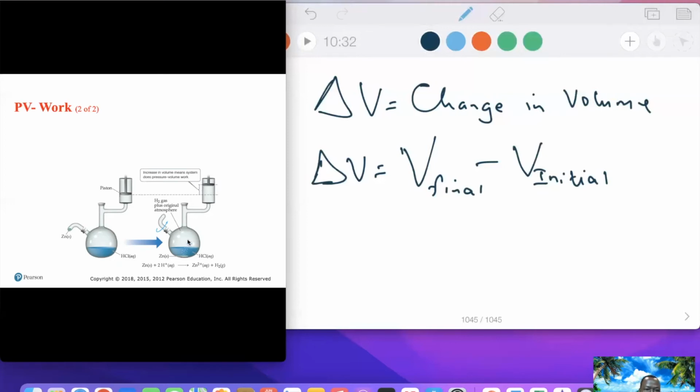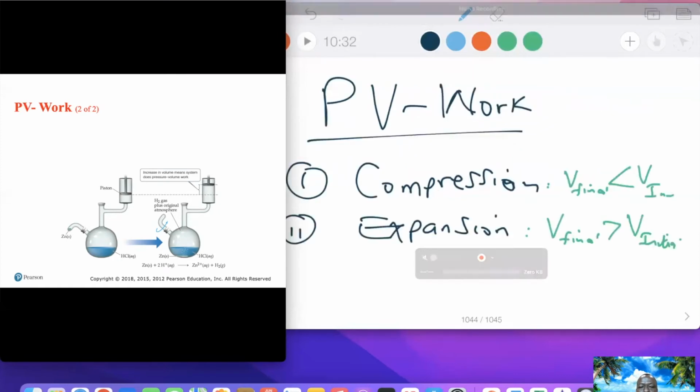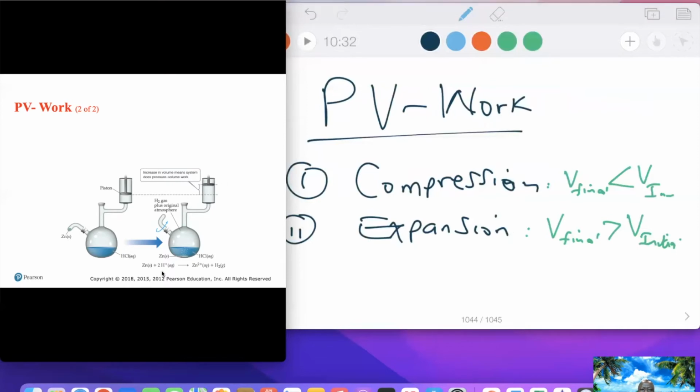The system is doing work on the piston through expansion. You see here, expansion is expanding. I don't have the contraction, but we expect the volume to reduce for that. There will be calculation. Let me just give you a heads up that you will do the calculation.